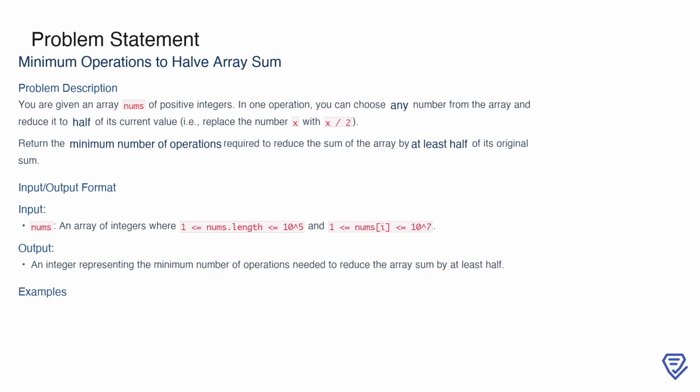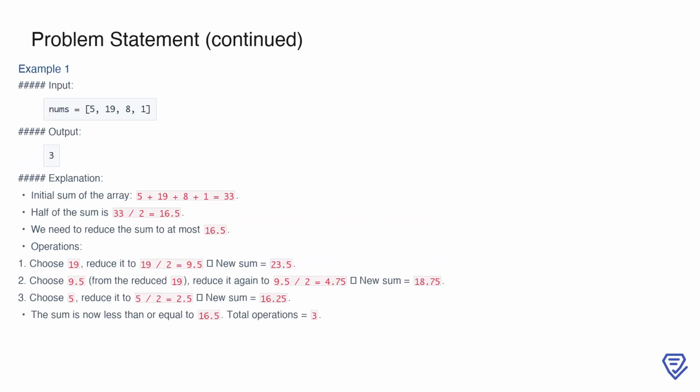For input, we have an integer array called nums, which can have up to 100,000 elements, with each element ranging from 1 to 10 million. The output will be a single integer representing the minimum number of operations needed. This gives us a clear framework for the problem, and we'll explore examples to better understand how this works in practice. Let's look at the first example.